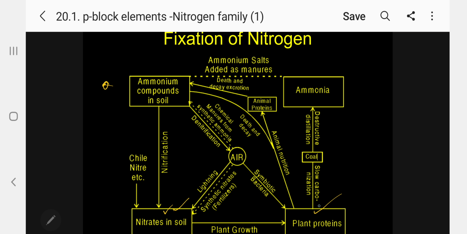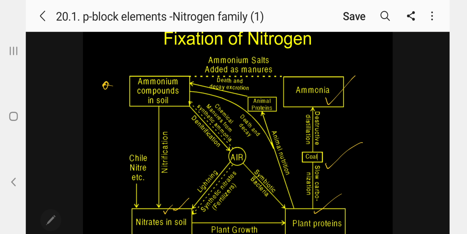From plant proteins, they are converted into coal. Converted into coal means, as we have already seen during earthquakes, all the plants go inside and are converted into coal, as with petroleum. Then the coal undergoes destructive distillation, forming ammonia. Kindly follow. So ammonia salts, that is ammonium, go again into the soil. So this goes to the atmosphere and to the soil.